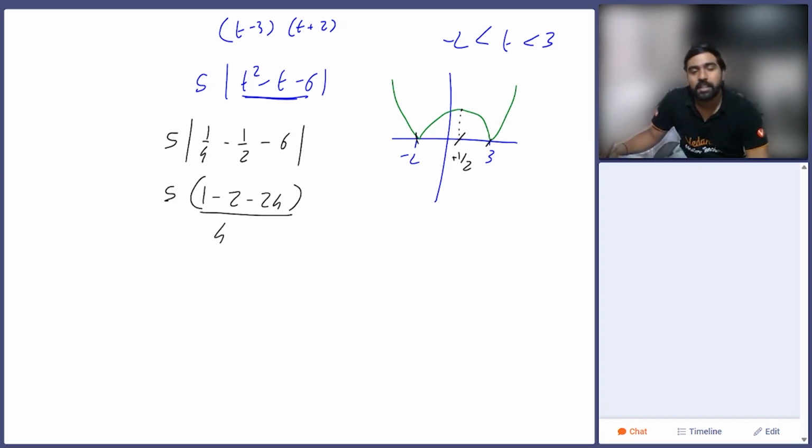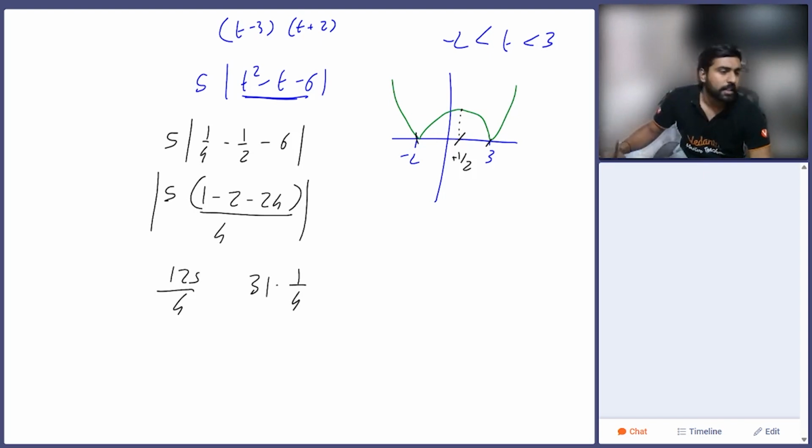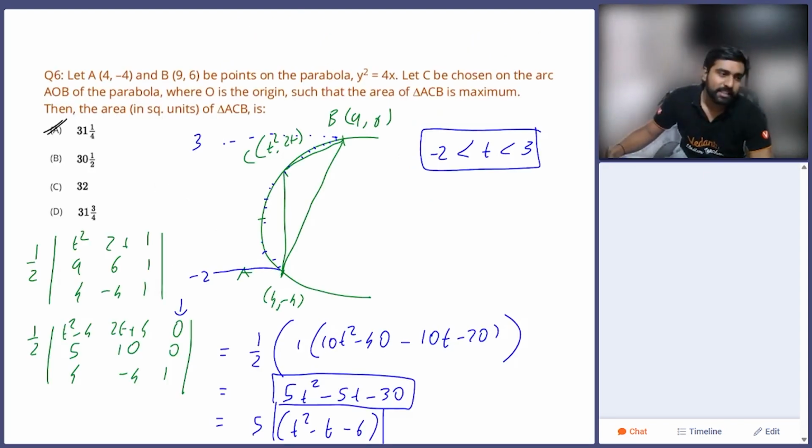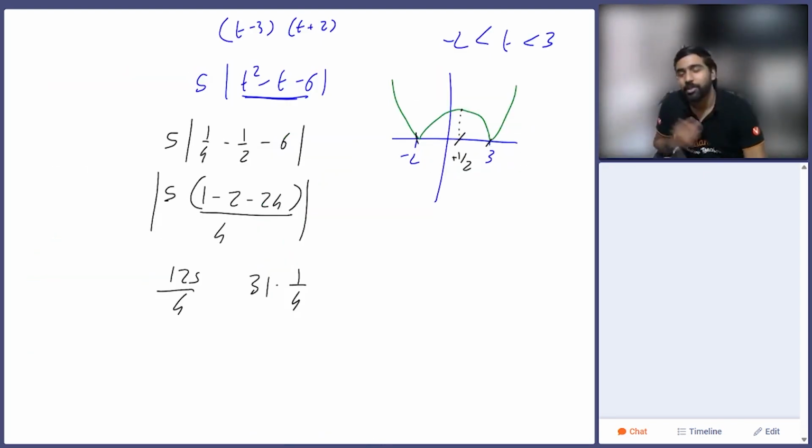So what do we have in the numerator? Minus 25 times 5, that's 125. There's an entire modulus on top of it, so it becomes positive. So we get 125 by 4 as the answer. I can simplify this as 31 integer 1 by 4. Do we have an option? Yes, option A, 31 integer 1 by 4 will be the maximum area possible.